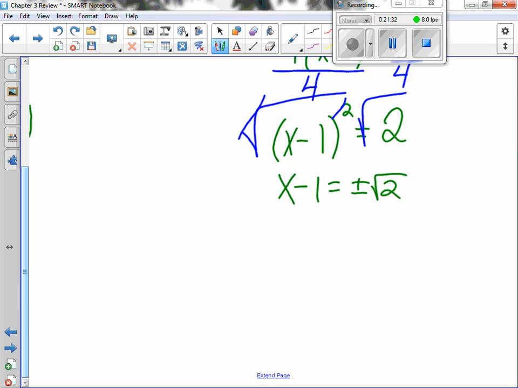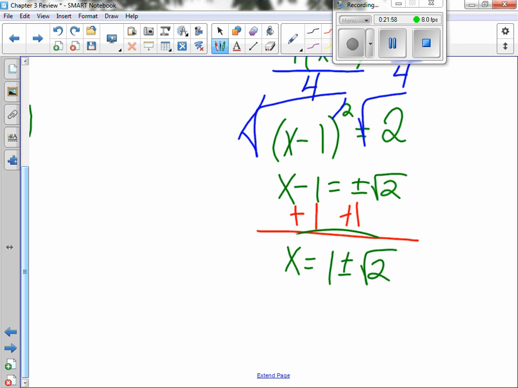2 is technically what? It's even, but we'd also consider it what kind of number? It would be prime. It'd be an even prime number. Most likely the only one. And then to get x by itself, we can add 1 to both sides, which tells me x is equal to 1 plus or minus the square root of 2. And that's it. That's all we have to do for this here.